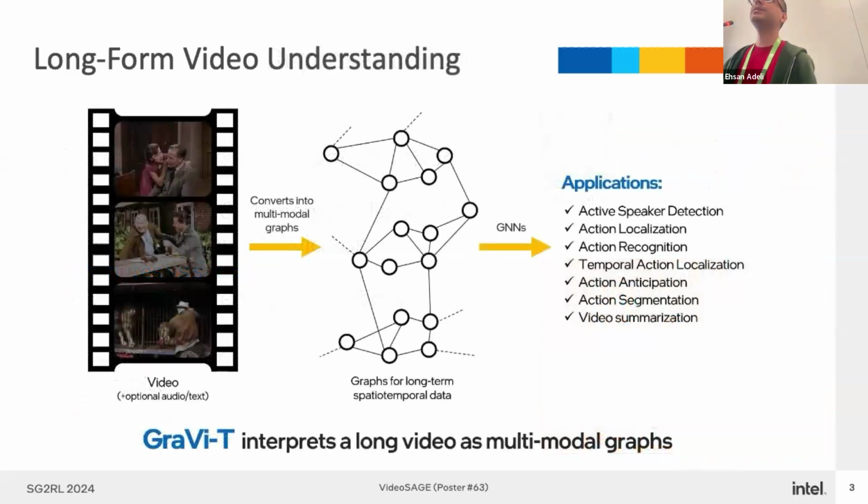So how can we achieve these kinds of models? We are lucky enough, we have Gravity. Gravity is an open source framework from Intel Labs. With this framework, you can take videos, and sometimes you can also do audio and text, so you can build graph representations with the spatio-temporal data. And then with this graph, you can do interesting applications like active speaker detection, action segmentation, or action localization. Some of the applications are not implemented yet, but now we also have the summarization.